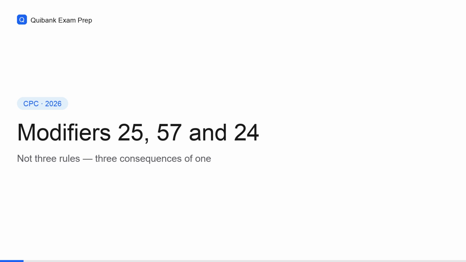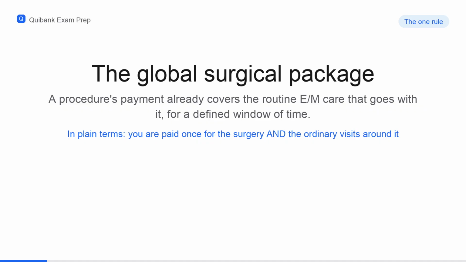Modifiers 24, 25, and 57 are three of the most missed items on the CPC exam. They look almost identical, and the exam deliberately puts them in each other's answer choices. But they are not three rules to memorize. They are three consequences of one rule, and once you understand that rule, you can work out all three from scratch. Here is the rule.